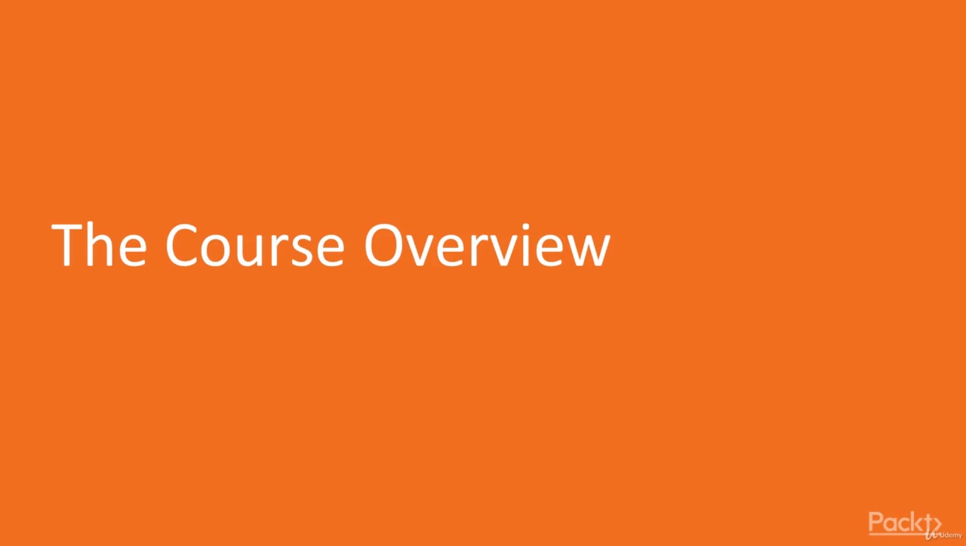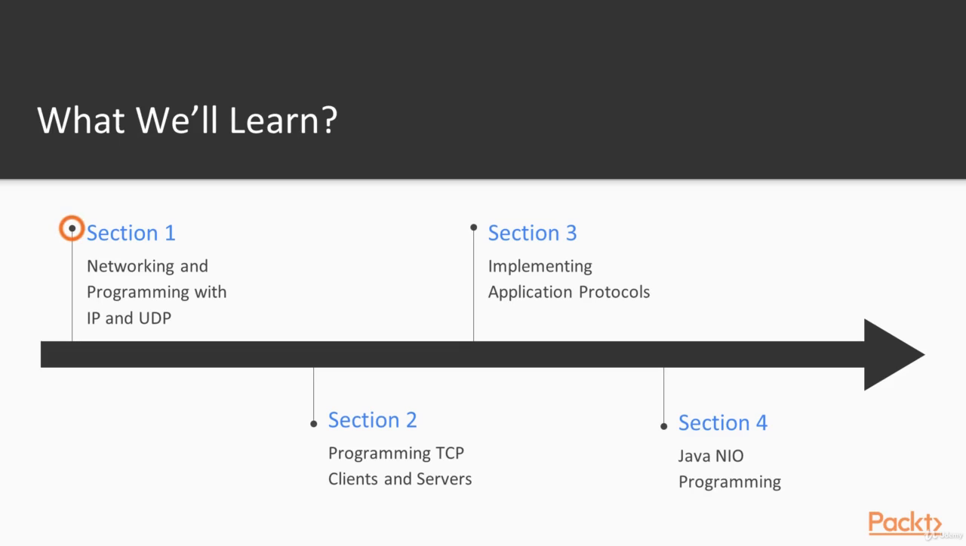In this course, we will have 4 sections. Section 1 is about fundamentals, introduction. Section 2 is mainly about TCP/IP servers. Section 3 is implementing application protocols. And section 4 is the top, using Java NIO.